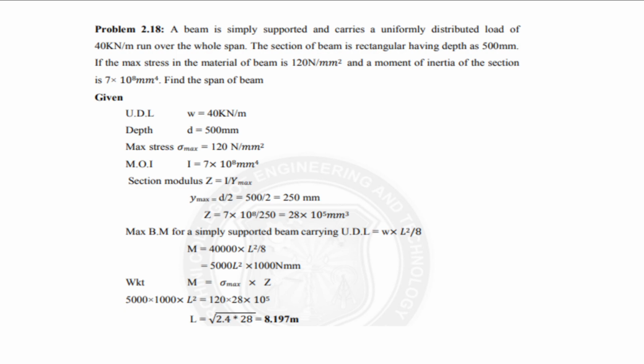So given, UDL w is equal to 40 kN per meter, depth D is equal to 500 mm, maximum stress sigma max is equal to 120 Newton per mm square, moment of inertia I is equal to 7 into 10 power 8 mm to the power 4. Section modulus Z is equal to I by y max. So here Z is equal to 7 into 10 power 8 divided by 250, which is equal to 28 into 10 power 5 mm cube. Next, maximum bending moment for simply supported beam carrying UDL is equal to w L square divided by 8. By using this, we are getting the value L is equal to 8.197 meter.